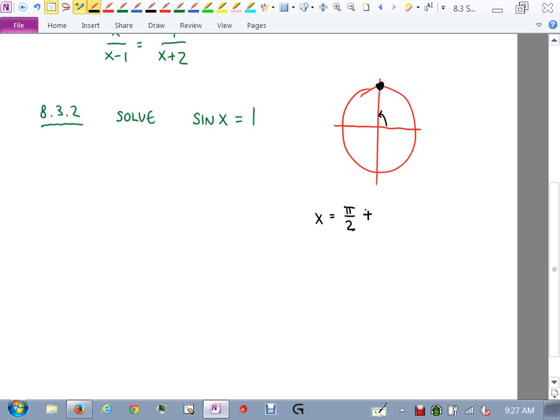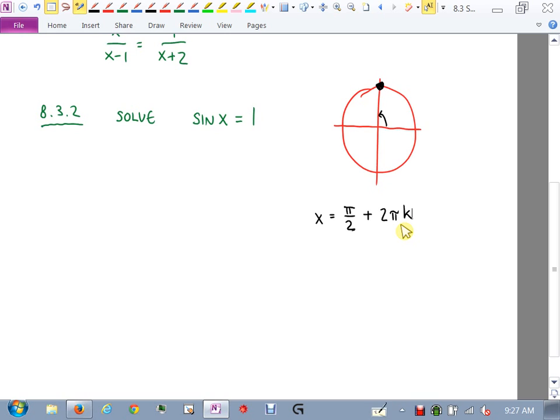Plus, how do I say add any number of full rotations? 2 pi k, right? Did we use k or n? K? All right. So we say 2 pi k. And we said a couple of weeks ago that when we say k, we're saying k is an integer. K can be 0, 1, 2, 3, forever, or -1, -2, -3.